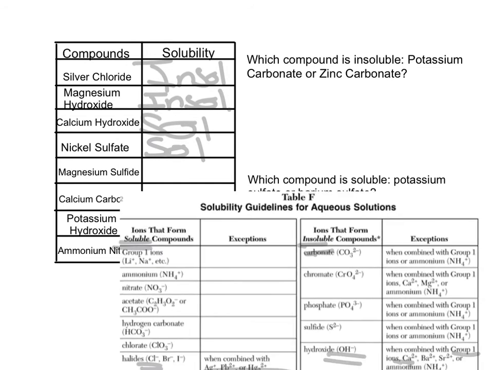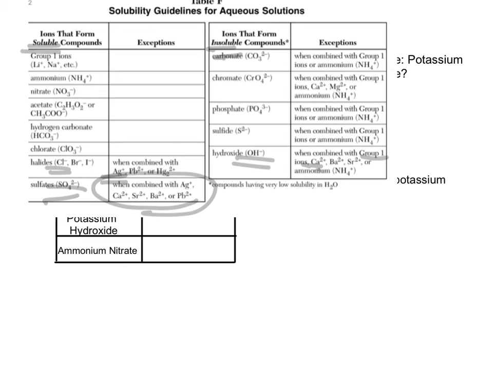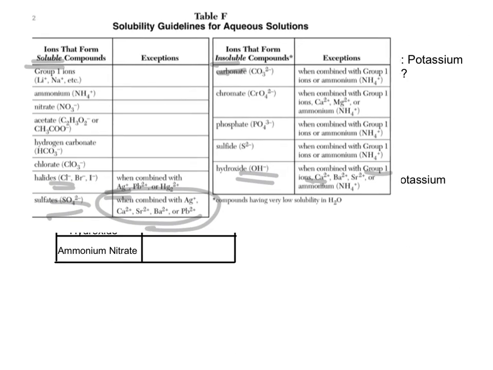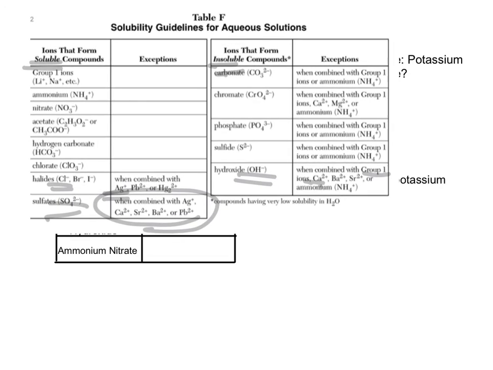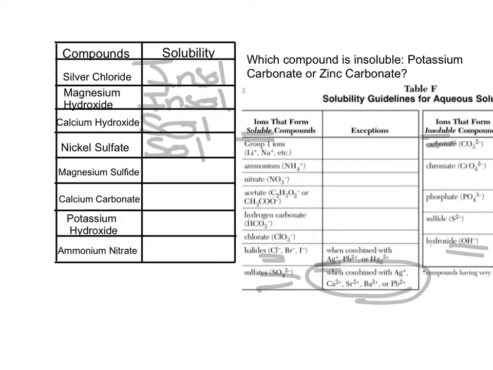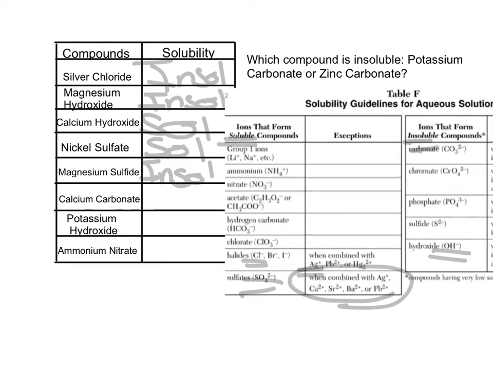Next, we take a look at magnesium sulphide. Well, ladies and gentlemen, the sulphide is right here on the right-hand side of your chart. Only exception is group 1 or ammonium, and that would be an exception to insoluble, which would make it soluble. And now what we do is we're going to take a look and see what's combining with magnesium. Magnesium is not in group 1, nor is it ammonium, so because it is not an exception, that indeed makes it insoluble. Next is calcium carbonate.